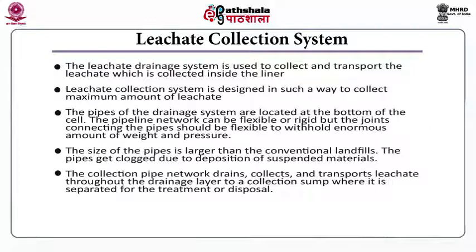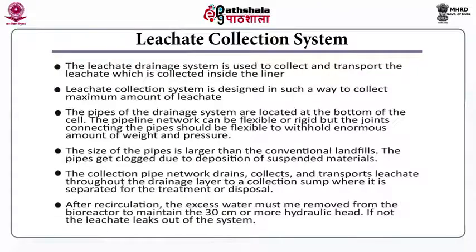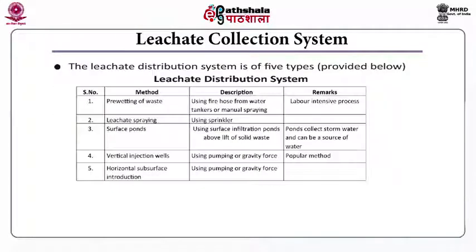The collection pipe network drains, collects and transports the leachate through the drainage layer to a collection sump, where it is separated for treatment or disposal. Now, after recirculation, the excess water must be removed from the bioreactor to maintain at least 30 centimeters or more of hydraulic head. If not, the leachate leaks out of the system. The leachate distribution system is generally classified into 5 different types, and the table provides them.